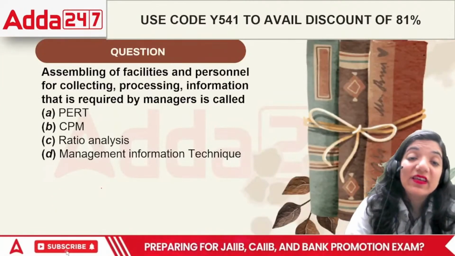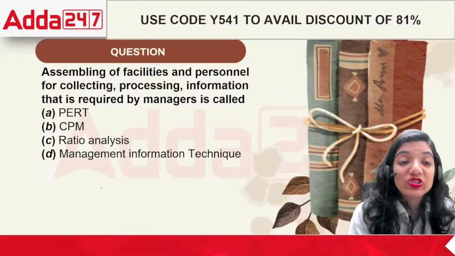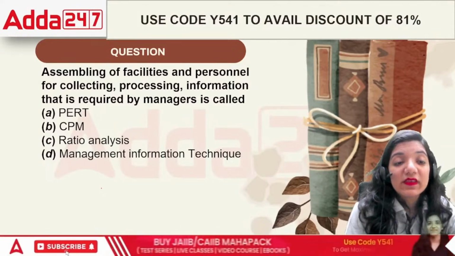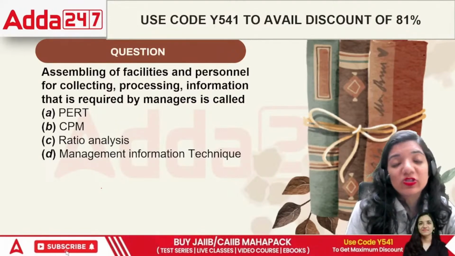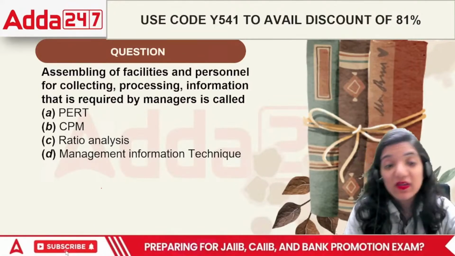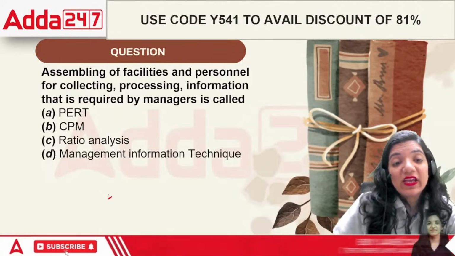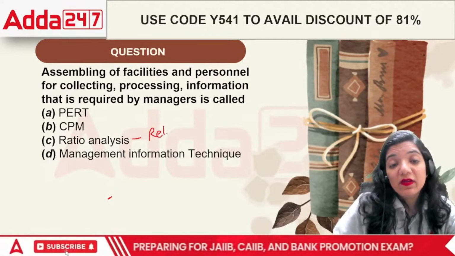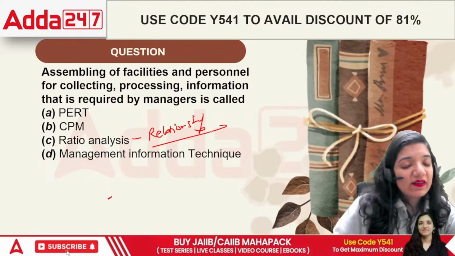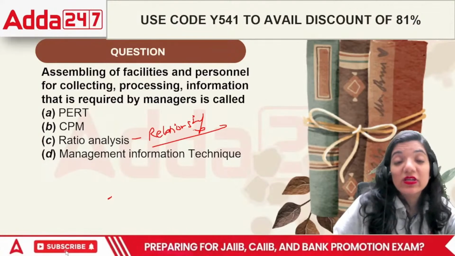Next point, assembling the facilities and personnel for collecting, processing information that is required by the managers is called PERT, that is project evaluation and review technique. Then we have CPM. CPM is critical path method. Then we have ratio analysis. In terms of ratio analysis, we have different elements that we try to build up a relationship among them. For example, between current assets and current liabilities, between fixed assets and the turnover or the sales of the organization.